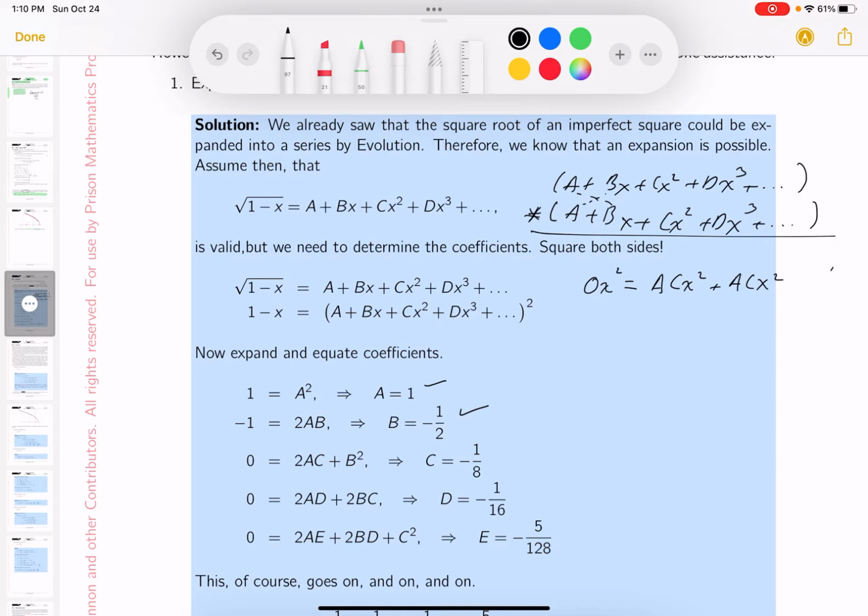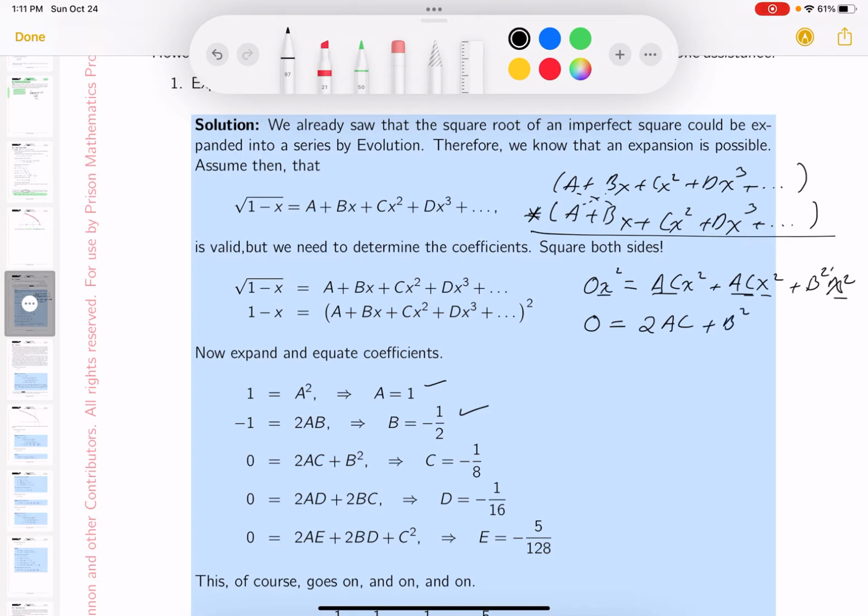Now let's see how we get the, I did that, right? AC, yeah, I did it. Let's do the bx times bx, which would be b squared x squared. All right, so what does it say? 0 equals 2ac. I'm seeing that right here. I'm just equating the x squareds, plus b squared.